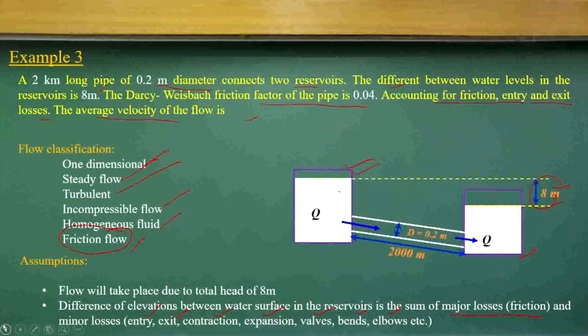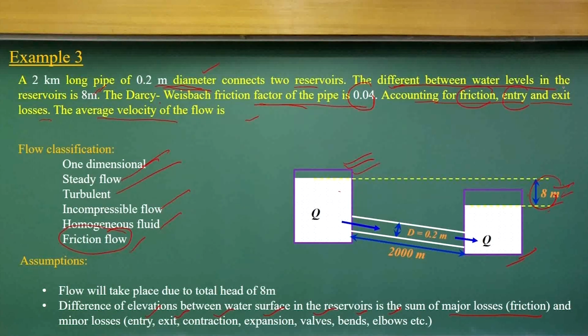Let us start this third example, which gives a 2 kilometer long pipe with a diameter of 0.2 meter connecting two reservoirs as given in the figure. The difference between the water levels in the reservoirs is 8 meters. That means the energy loss between the two reservoirs is 8 meters. The friction factor is given to us, which is 0.04. Accounting for friction, entry and exit losses, we have to estimate the average velocity of the flow.